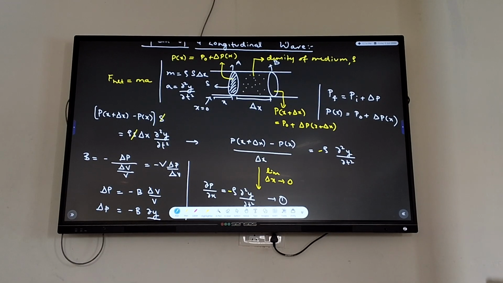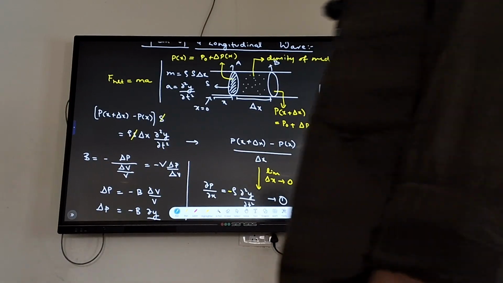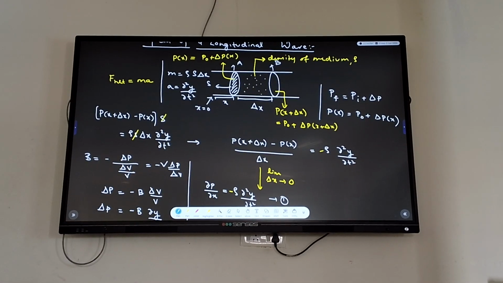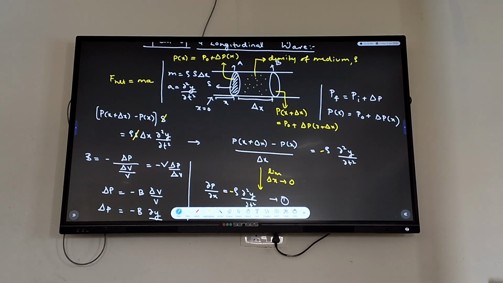Is it understood to everyone? Yes? Don't sit around, do it. Keep doing it. If you have understood it, you can even do it yourself. Everyone has made the diagram?